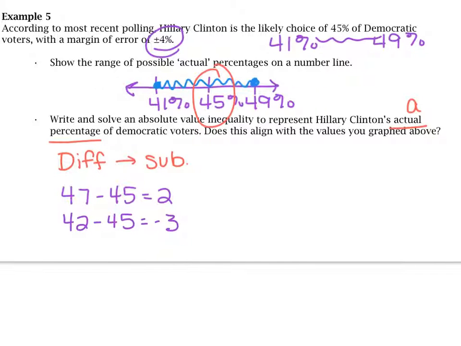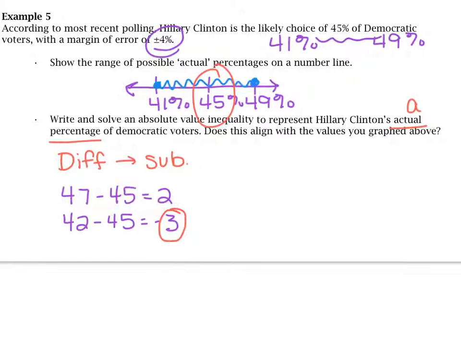Absolute value is used anytime you don't care about the negative. I just care that it's 3 points away from our prediction. Now, that's still within range. That's still within our plus or minus 4%, because that gives us 4 points of wiggle room on either side, and this is within that range, okay?